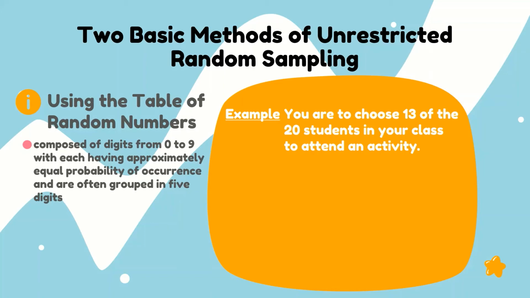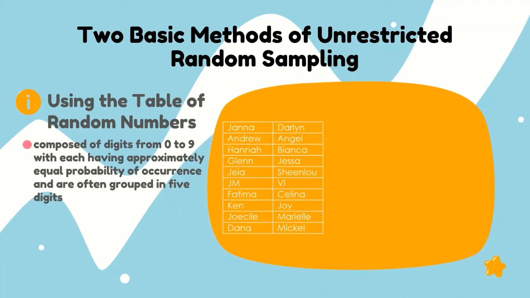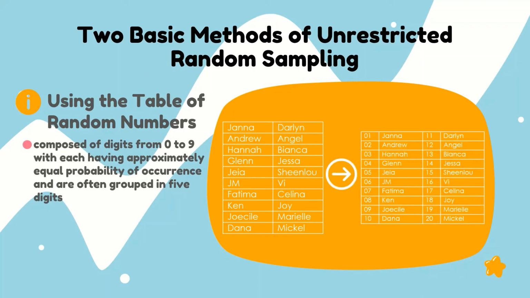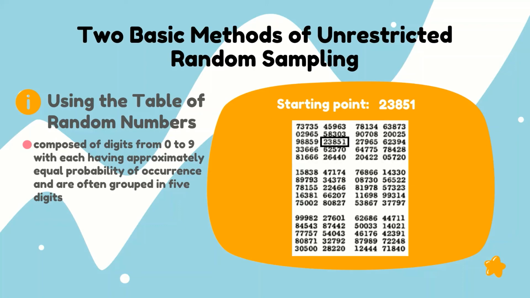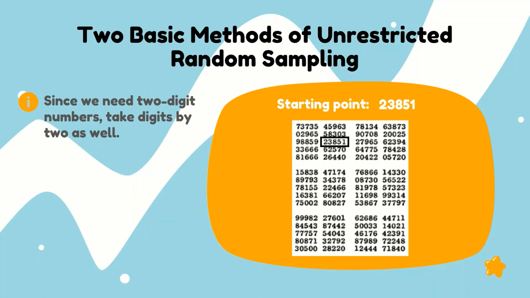Let's have an example. Let's say that you are to choose 13 of the 20 students in your class to attend an activity. If you are going to use a table of random numbers, assign a number to each student like this. Now that they are numbered, with your eyes closed, choose randomly a starting point from the table of random numbers. Let's say we have chosen the number 23851. Since we need two-digit numbers, take digits by 2 as well.